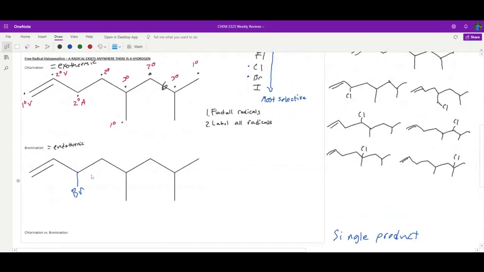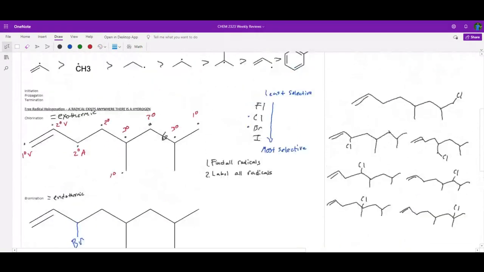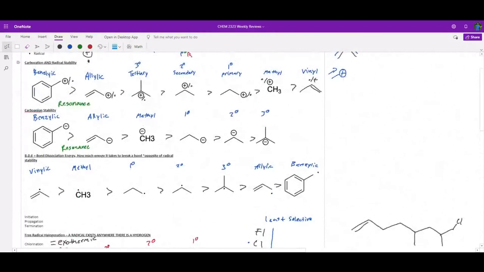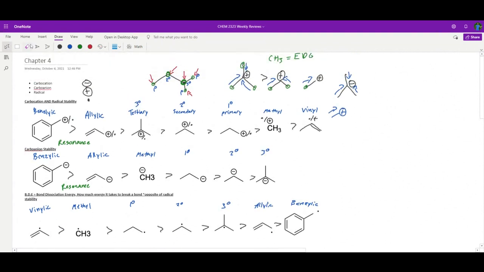So that should be the end of chapter 4. It covers free radical halogenation, the stability of carbocations, carbanions, and radicals, and bond dissociation energy, which is opposite of radical stability. It also goes into initiation, propagation, and termination. So please review all of that.